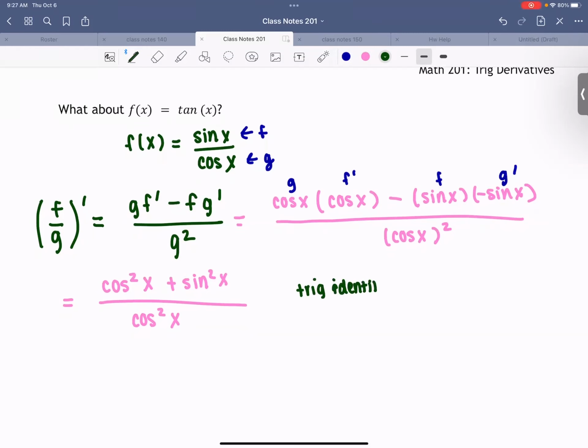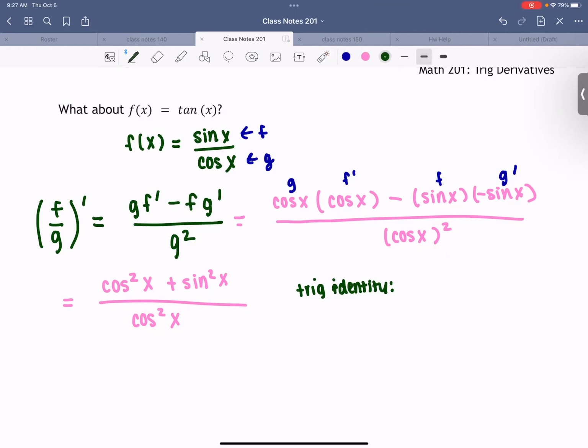Yeah, I kind of just moved the 2 up top to make it easier to look at. No, so we don't distribute this 2. This literally means this. So it's kind of like shorthand notation to say cosine squared, because I don't like writing parentheses around stuff. So this literally translates to this.